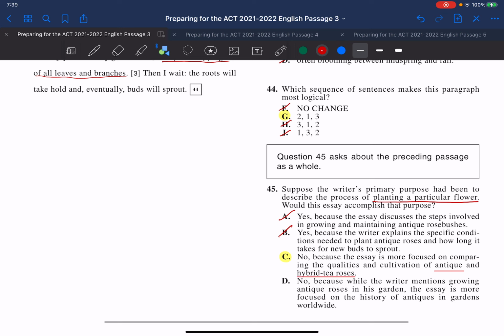Letter D says no. While the writer mentions growing antique roses, the essay is more focused on the history of antiques in gardens worldwide. Well, that is not true. We didn't discuss history, but rather comparing and contrasting antique and hybrid tea roses.